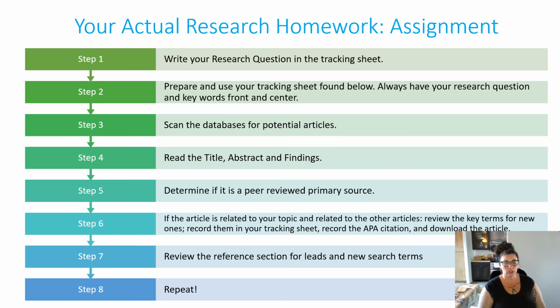And then once you have decided that it's a primary source and it's related to your topic and related to the other articles, because that's important too, review the key terms for any new ones, put that down on your tracking sheet, and then record the APA or ASA citation. I recommend trying to do the ASA citation and download the article.